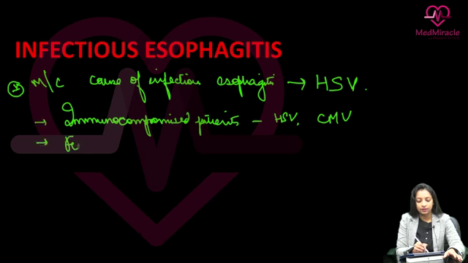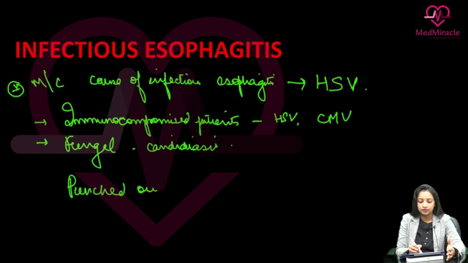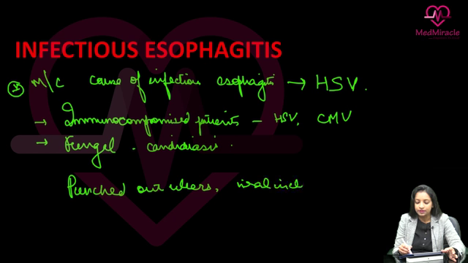Then the esophagitis can be fungal, such as candidiasis. So all these can lead to infectious esophagitis. Now in herpes simplex virus, there are punched out ulcers and the cells that are present at the margin of the ulcer show viral inclusions or viral cytopathic effects such as multinucleation, molding, margination. So viral inclusions can be seen.